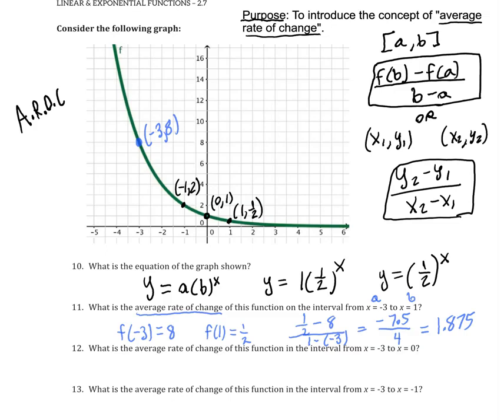All right, so this one's saying, what is the average rate of change? Again, the same keyword, on the interval x equals -3 to x equals 0. So again, this is going to be a, this is going to be b.